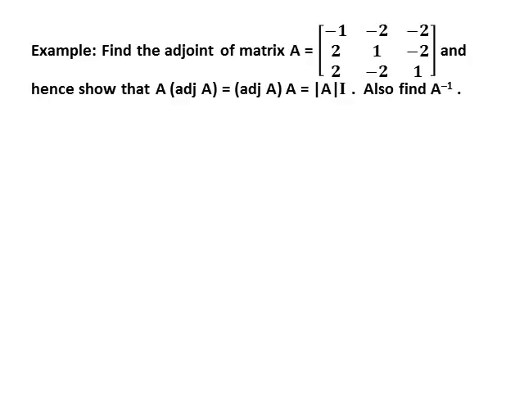Let's take the first question. In this question we have to find the adjoint of a matrix. Then we have to show that the product of A and adjoint A equals the product of adjoint A and A, equals determinant of A multiplied by identity matrix. Also, we have to find the inverse of the matrix.